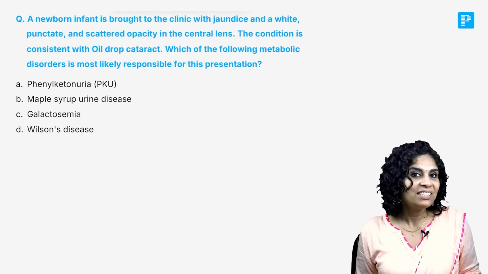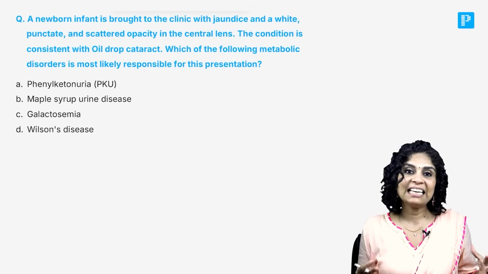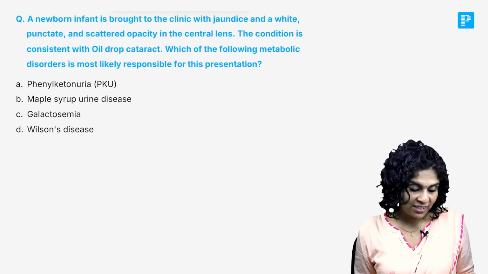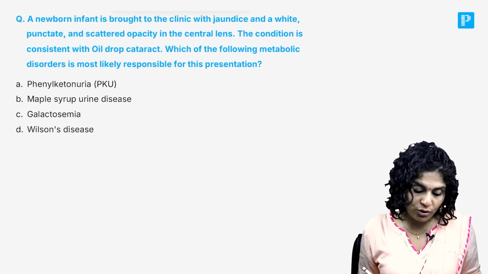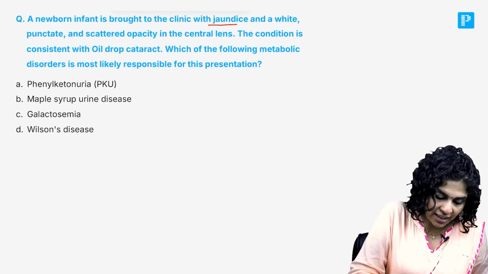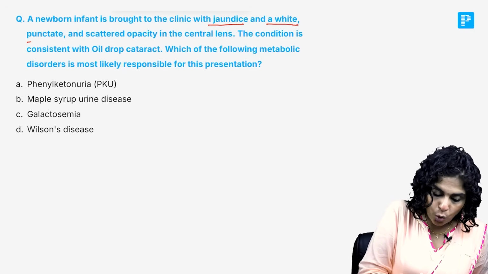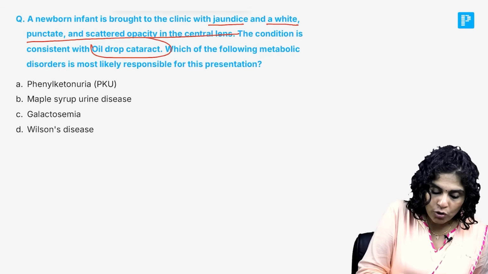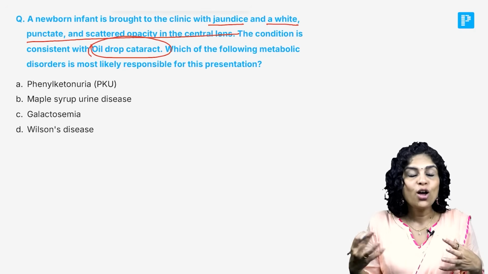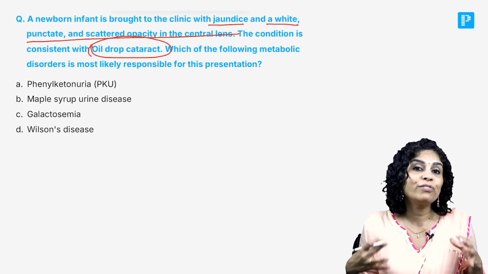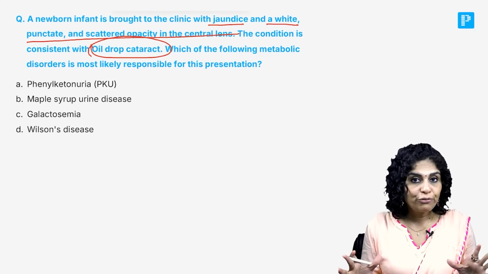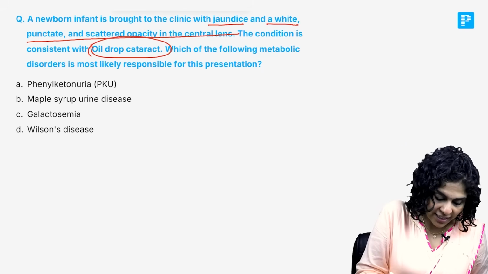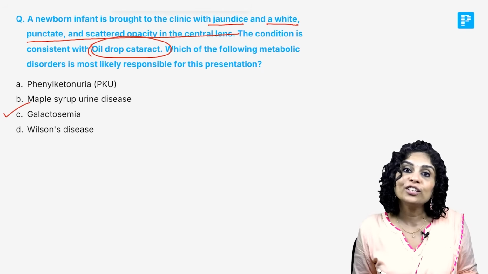This is a very simple question again, though it looks like a complex case-based MCQ with a paragraph question. Let's read it. You will be able to answer this. A newborn infant is brought to the clinic with jaundice and a white punctate and scattered opacity in the central lens. The condition is consistent with oil drop cataract. Characteristic phrase. Oil drop cataract is a feature of galactosemia. Do not forget this. So what is the right answer here? The right answer here is choice C.